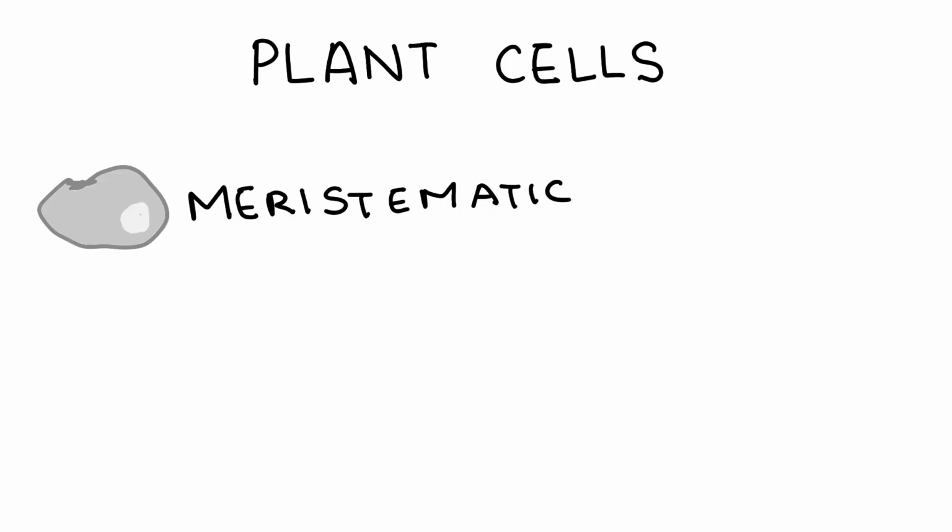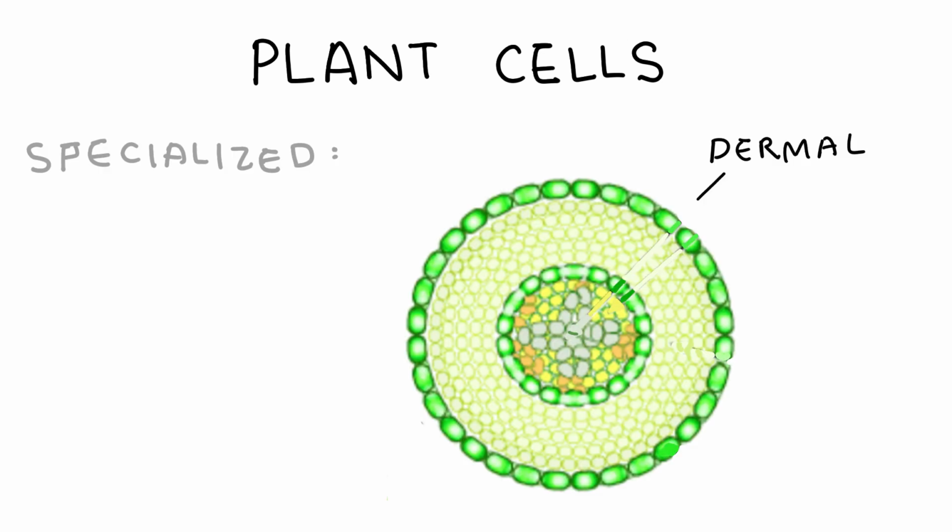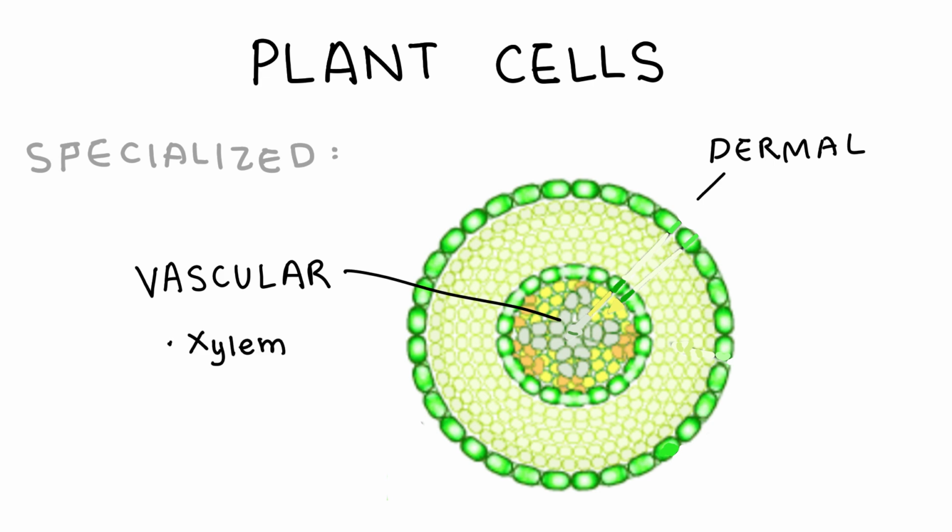Plant cells, meristematic cells, unspecialized cells before plants specialize. Specialized cells, dermal tissue, which forms the outermost layer of the plant, vascular tissue, which are basically the circulatory system of the plant, xylem transports water from the root to the leaf, phloem transports sugar from the leaf to the root. Ground tissue, between the dermal and vascular tissue, performs photosynthesis and storage.